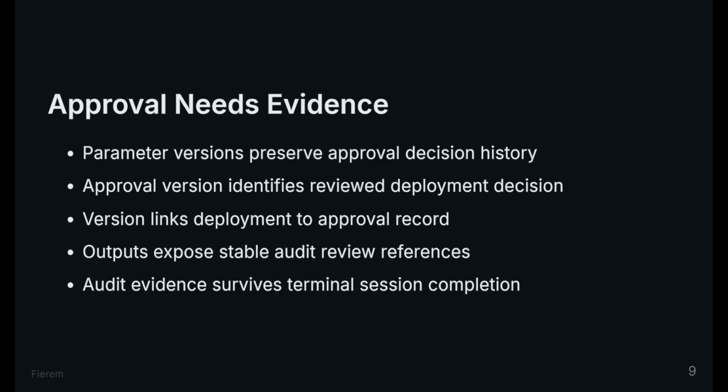SSM Parameter Store keeps a version parameter record. Terraform can expose the approved parameter version. The version links a deployment to a specific decision. The output gives reviewers a stable audit handle. The audit trail survives beyond the terminal session.